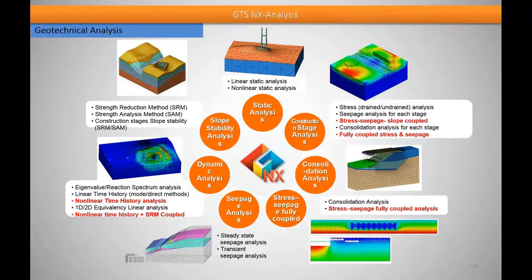Just to discuss in detail, this is basically an analysis case. Let's suppose there is an earthquake. What it will do is perform the nonlinear time history analysis and at the same time evaluate the factor of safety using the SRM method. And thus you can check whether an earthquake of a certain magnitude is capable of bringing slope failure for a particular slope or not. So such kind of advanced analysis could be done with GTS NX.